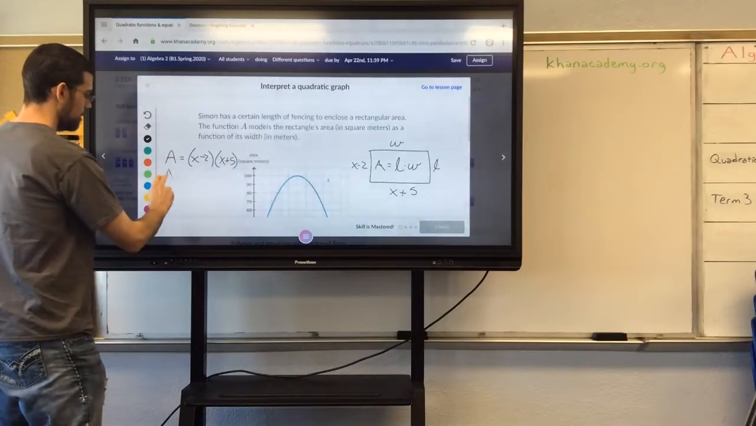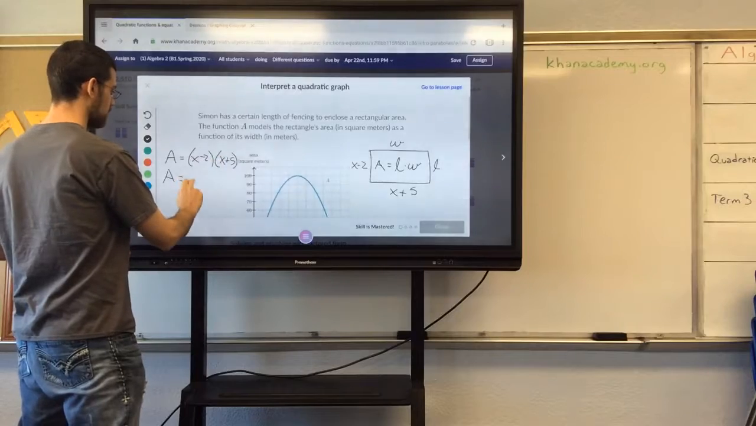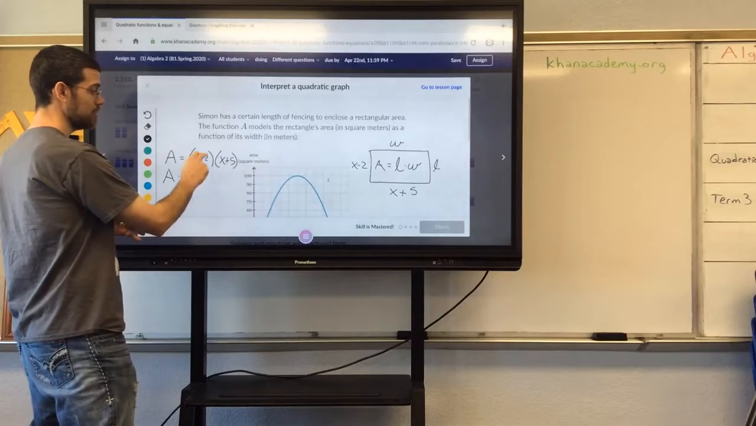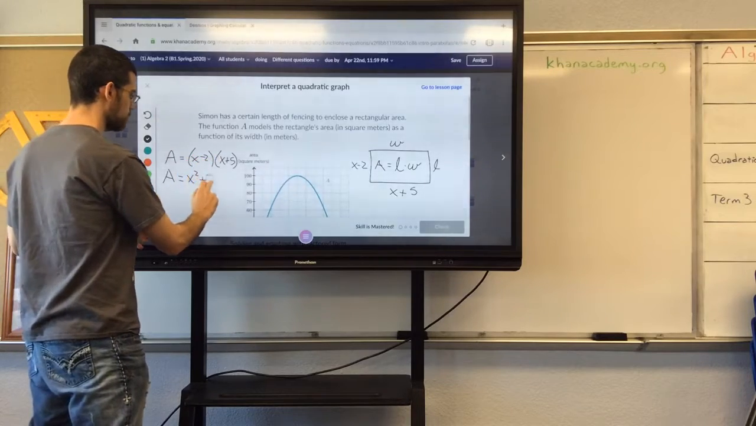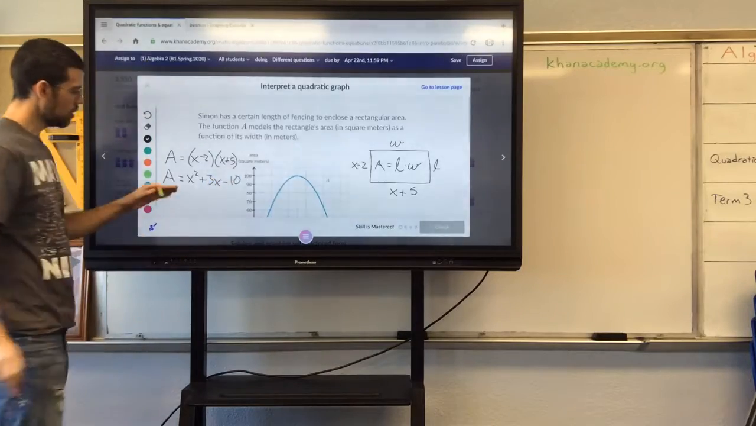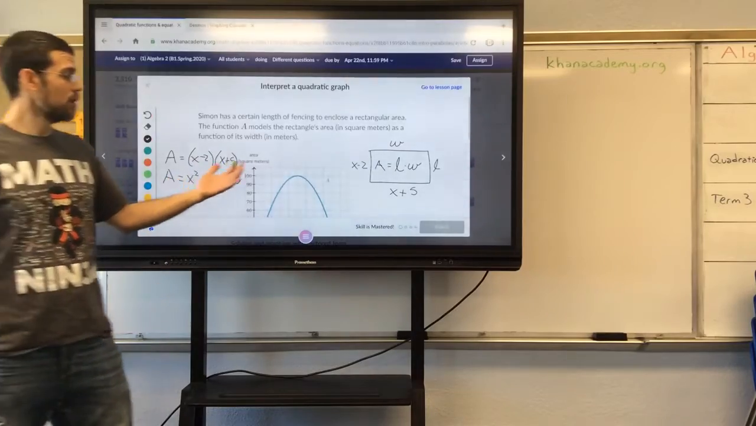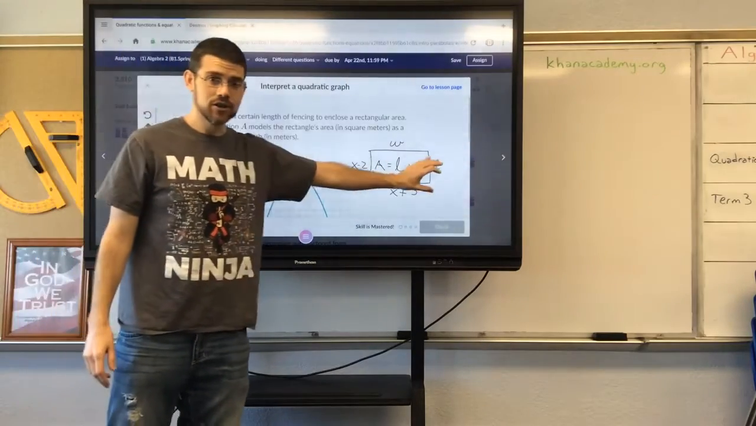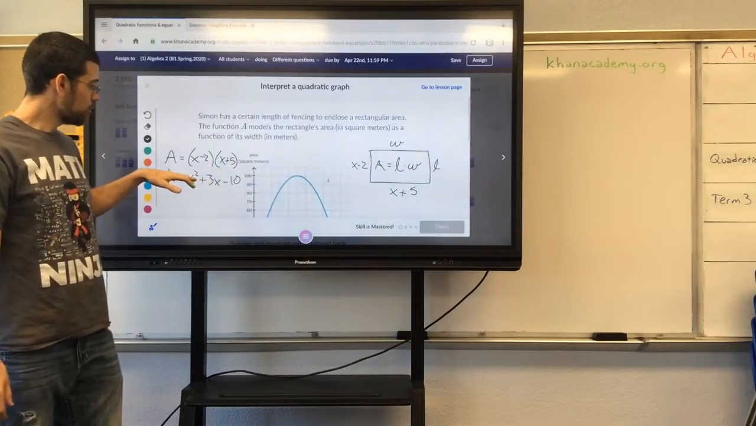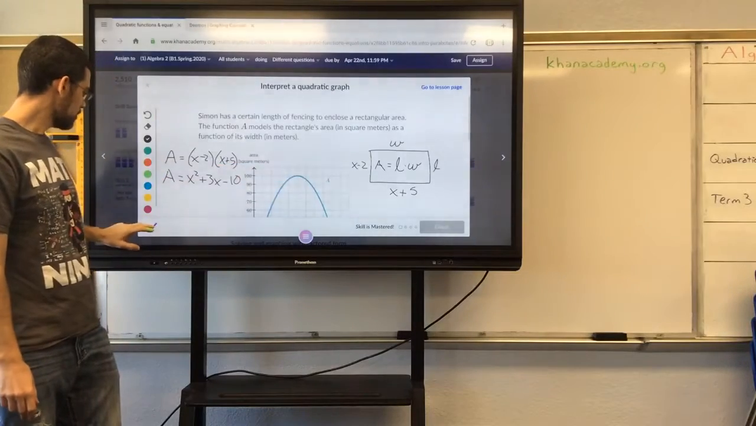And that could be written, if we expand that with the distributive property, x times x is x squared, x times 5 is 5x, minus 2x is 3x, minus 2 times 5 is negative 10. So we get a function that's a quadratic. This is interesting because we have a rectangular area, but the area is modeled by a parabola. Let's think about what that means.